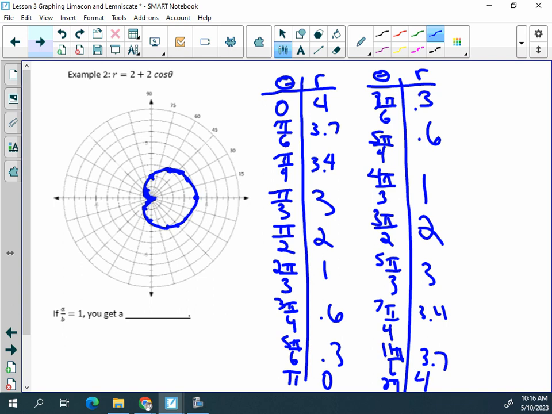All right, so this shape right here is a cardioid. It's still a limacon, but the specific type is called a cardioid. It kind of looks like a heart.